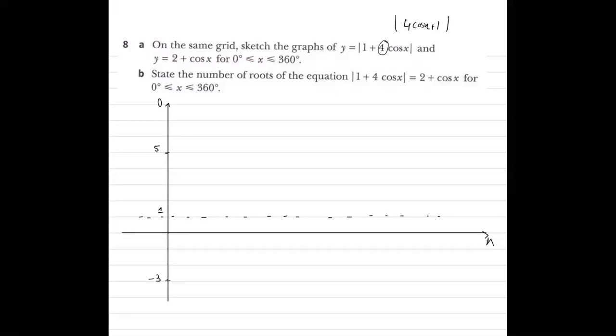And there is going to be one cycle of cos x in 360 degrees. So if I mark this as 90, 180, 270, and 360, and just draw 4 cos x plus 1, this is what the shape would look like.